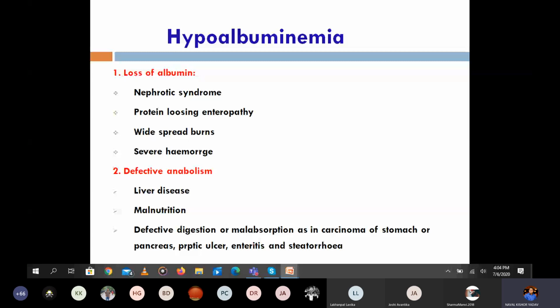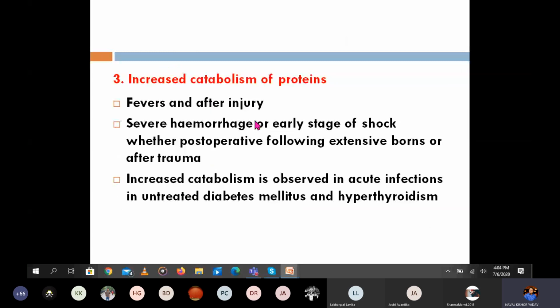One more, like fever, after injury there is a decrease in albumin, severe hemorrhage, and acute infections, and also diabetes mellitus. In all these conditions, there will be a decrease in the albumin.